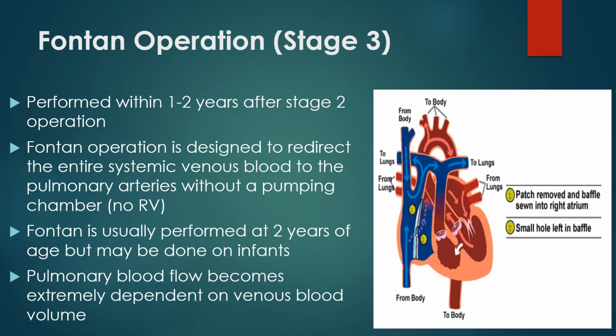The Fontan is pretty much the definitive procedure for a lot of cyanotics, and it's performed within a couple of years after the stage 2 operation, the bidirectional Glenn. The Fontan is designed to redirect the entire systemic venous blood to the pulmonary arteries without a pumping chamber. In other words, you don't have a functional RA or RV. The Fontan is usually performed at about 2 years, but can be done on infants. Pulmonary blood flow becomes extremely dependent on venous blood volume. If you've got no right ventricle and the blood is flowing into the pulmonary artery based entirely on the amount of volume you've got, you really need to keep them tanked up.